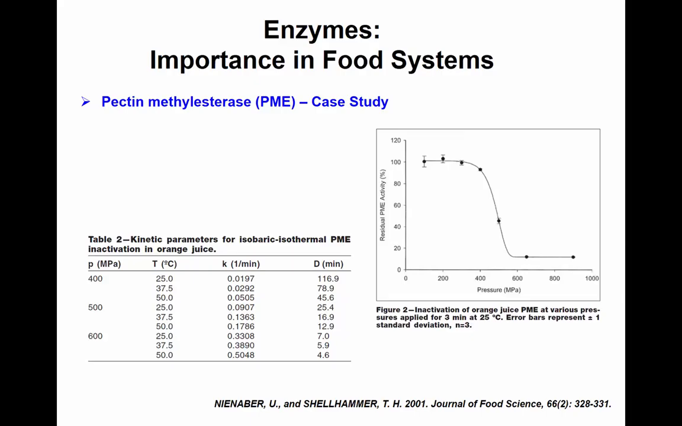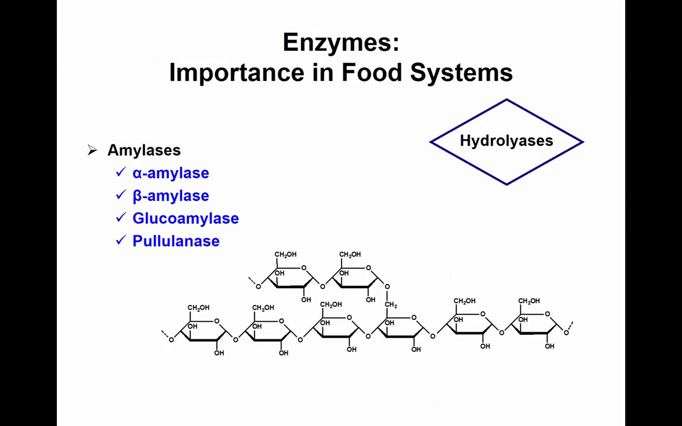So here's what they found. The rate of inhibition is represented by K, and D is the minutes to have one log reduction in activity. That means how many minutes before you get a 90% reduction. So they found as you increase pressure, you get a reduction in the activity, and then the impact of heat becomes greater. So at 600 megapascal and 50 degrees Celsius, you have the highest rate of inhibition and the lowest time to get one log reduction.